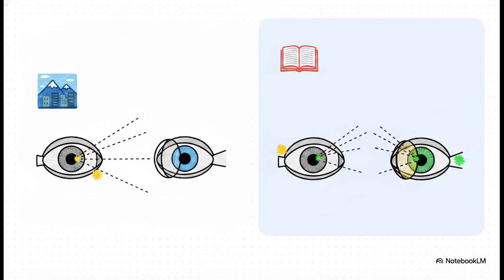Let's break down the two most common ones. If you have myopia, that's nearsightedness, it means your eye is focusing the light in front of your retina, so things far away look blurry.